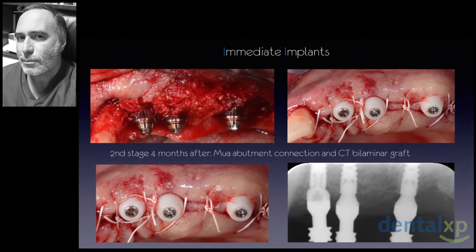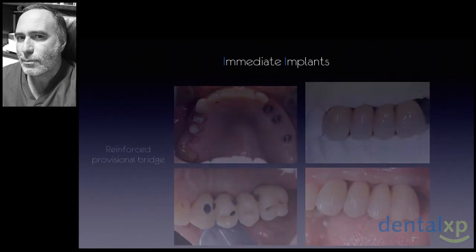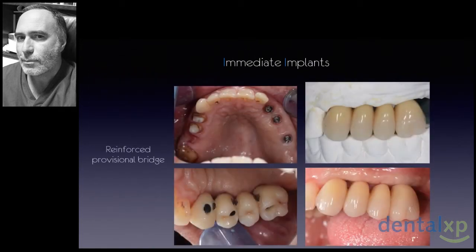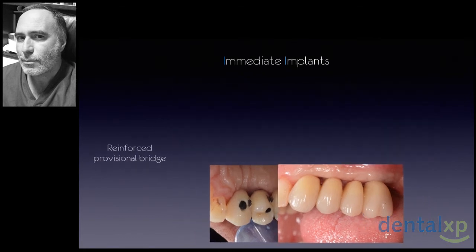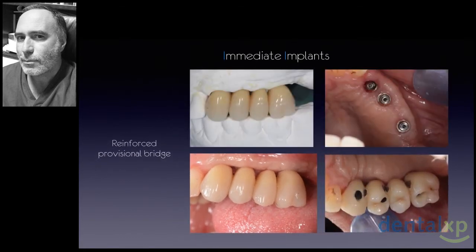The second stage, 4 months after, a connection of multi-unit abutment and a connective tissue bilaminar graft to augment the soft tissue. After 6 months, a reinforced provisional bridge in cobalt chrome and composites with an ovoid pontic.